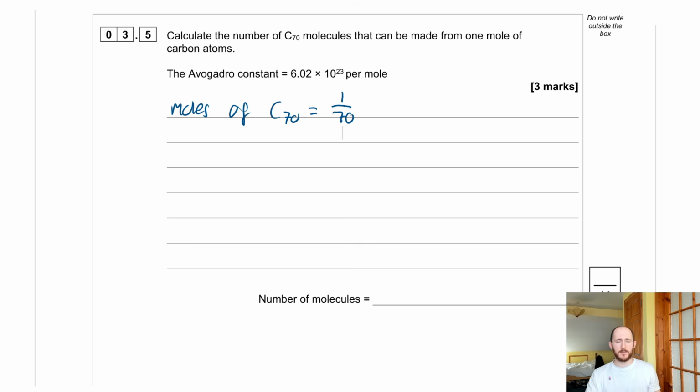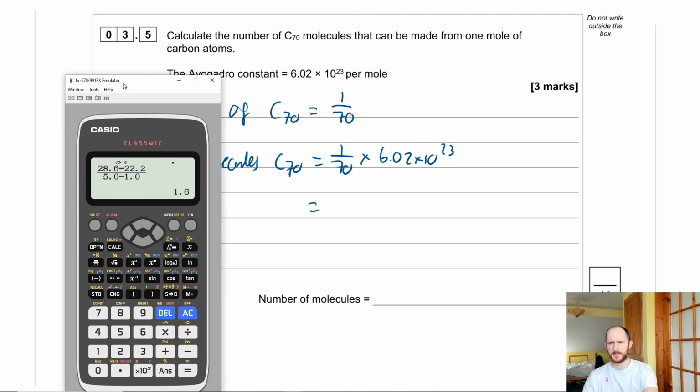And then in order to work out the number of molecules of C70, all you do is you take the number of moles and you times it by Avogadro's constant, because that is the number of molecules per mole. And that would give you your answer. 3 marks is pretty good. Not too bad at all.